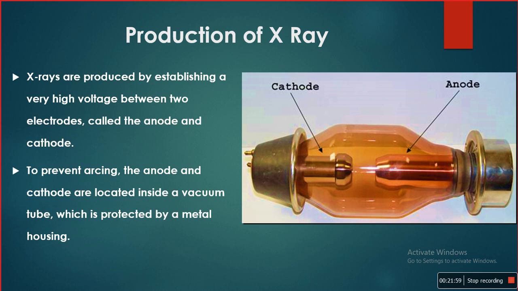To prevent arcing, which causes a loss of energy, the anode and cathode are located inside a vacuum tube which is protected by a metal housing. So this is the actual construction of an X-ray tube, a very simple construction. That is, two electrodes are placed in a vacuum container which is metal protected.